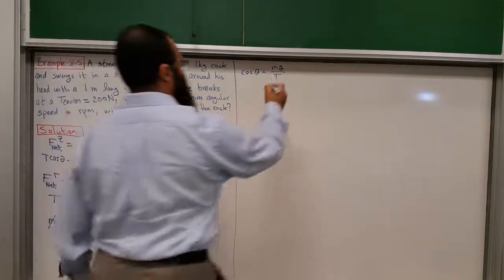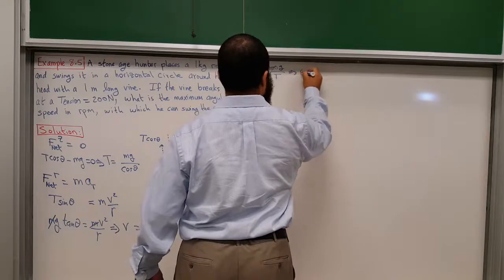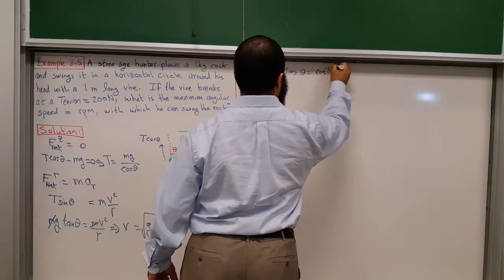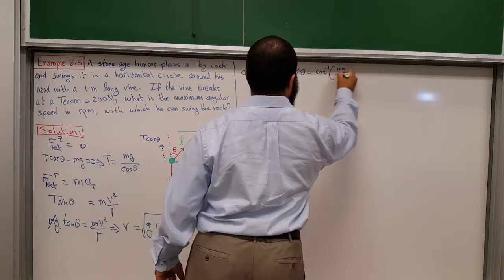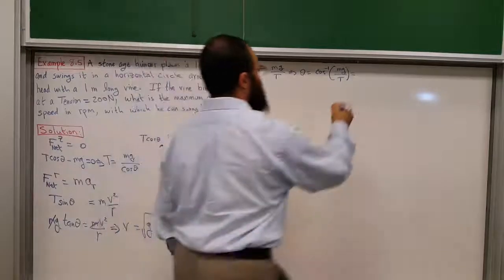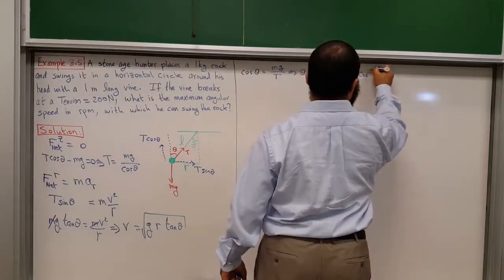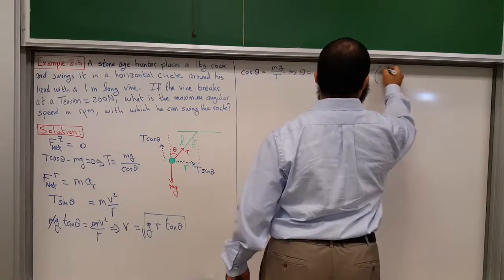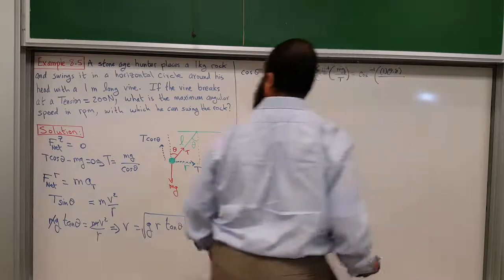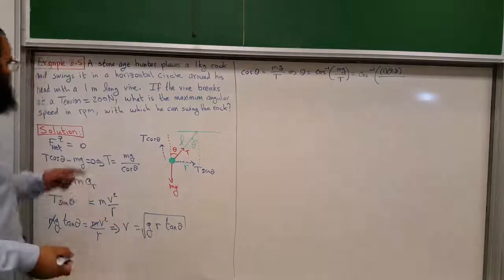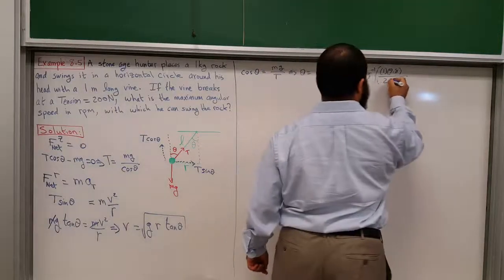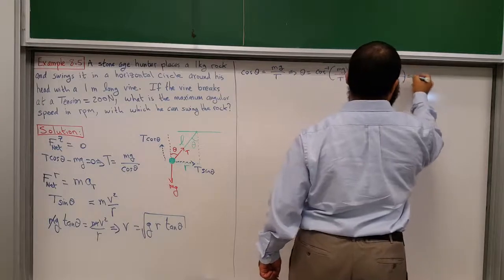And so theta will equal cosine inverse of mg over the tension. The mass of the stone is 1 kilogram, g is 9.8, and we're told that the rope is about to break. We're going fast enough that the tension is 200 newtons. And so I get theta.